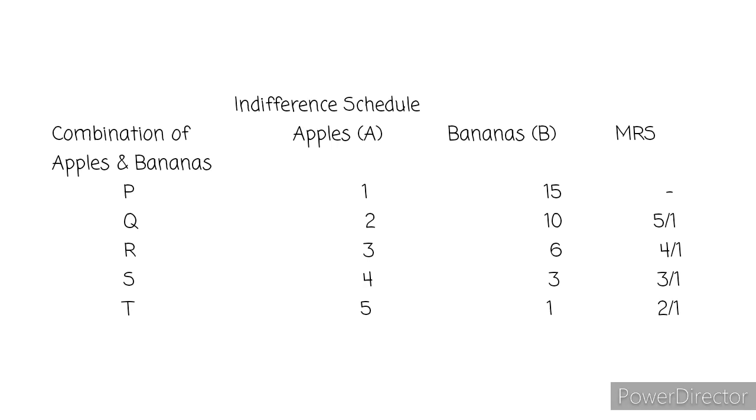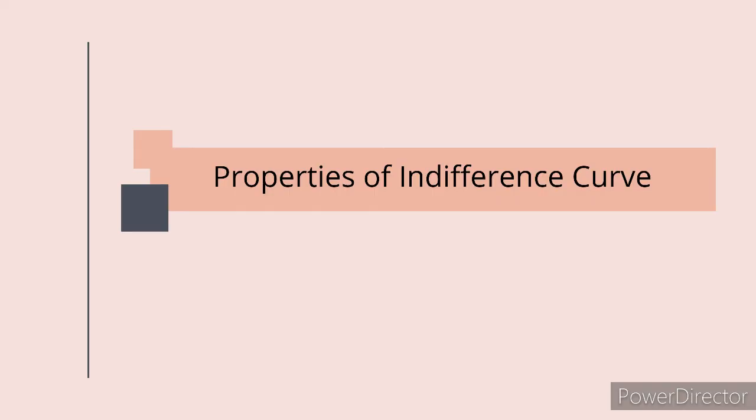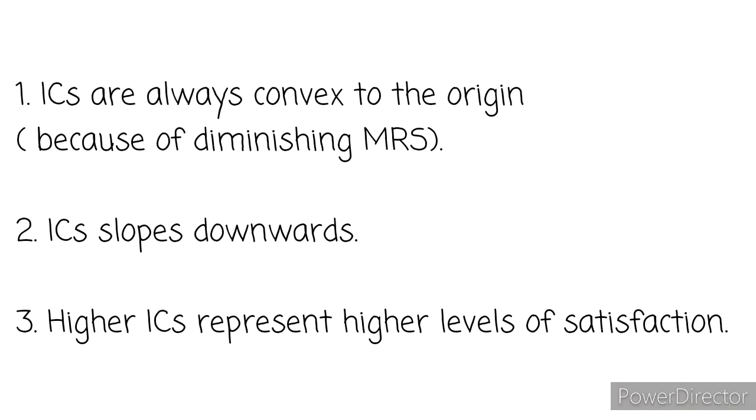So we can see that MRS is reducing, like 5 is to 1, and then it became 4 is to 1, then it became 3 is to 1, and then 2 is to 1. So MRS is diminishing, and this diminishing MRS is the reason why IC is convex shaped. Okay, so now let us talk about the properties of indifference curve. First one is indifference curves are always convex to the origin, and we just learned that this is because of the diminishing MRS.